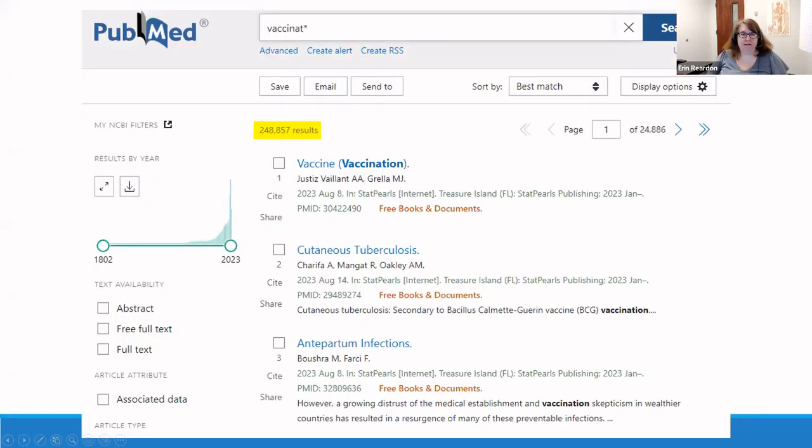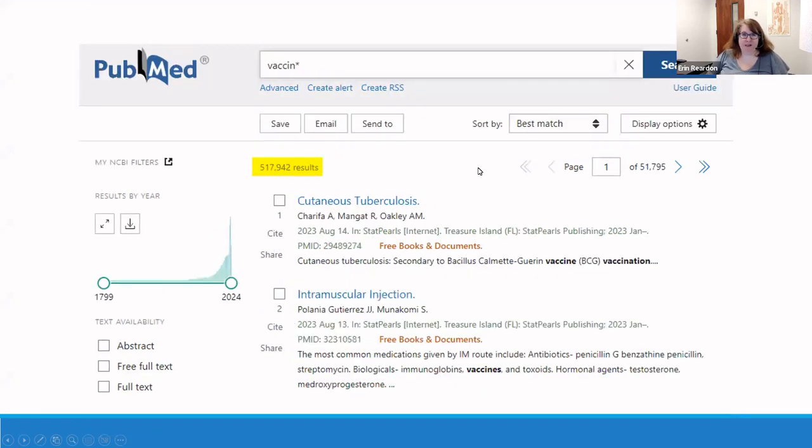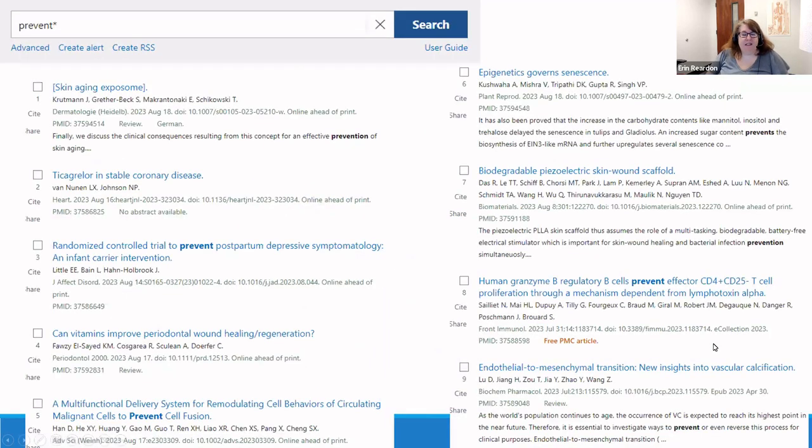So I took the word vaccinate, truncated it, and you can see in the search results we've got vaccination, vaccinate, vaccinated in there. If we drop that down even further and it's just vaccine with an asterisk, we'll have vaccine, vaccination, vaccines. You get it. And if we do that with prevent, you'll see from these bolded words we've got prevention, prevent, prevents. So it's going to find all of those articles that have that word in there.